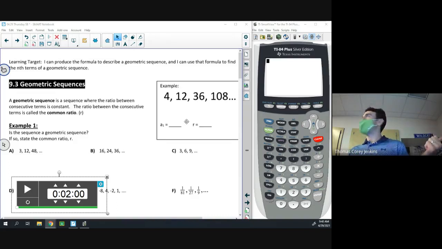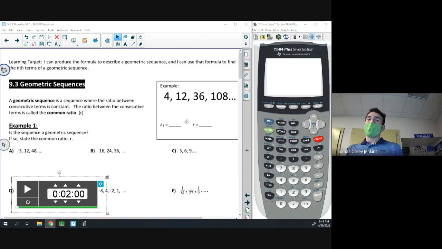The learning target is basically the same as it was for arithmetic sequences. We want to be able to figure out a formula to describe a sequence and use said formula to find the nth term of a sequence.